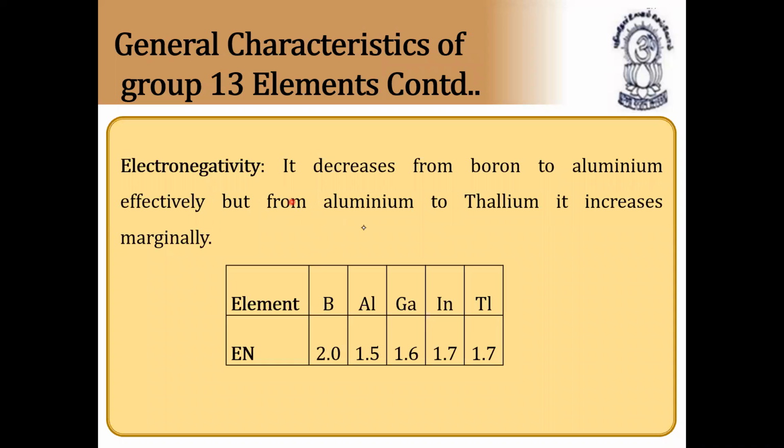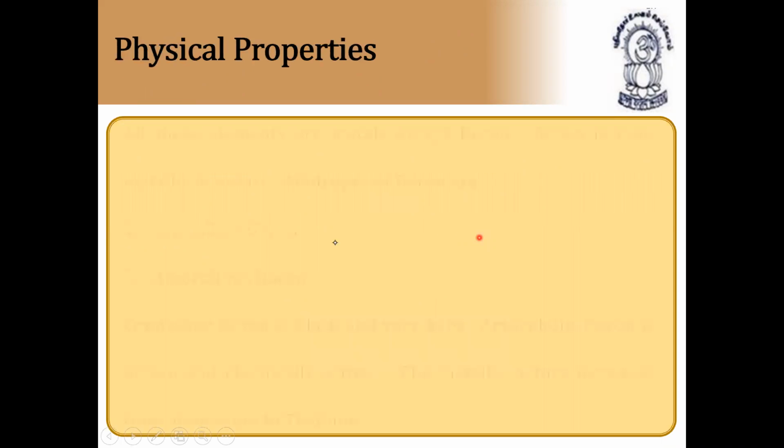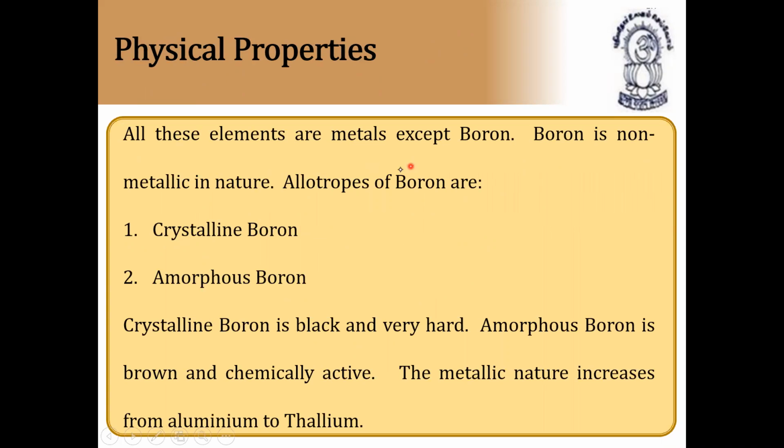So these are the trends of electronegativity among group 13 elements. Now, all these elements except boron are metals, as I told you. Boron is non-metallic in nature. The allotropes of boron are crystalline boron and amorphous boron. Crystalline boron is black and very hard. Amorphous boron is brown and chemically active. The metallic nature increases from aluminium to thallium, because down the group, the metallic character increases.